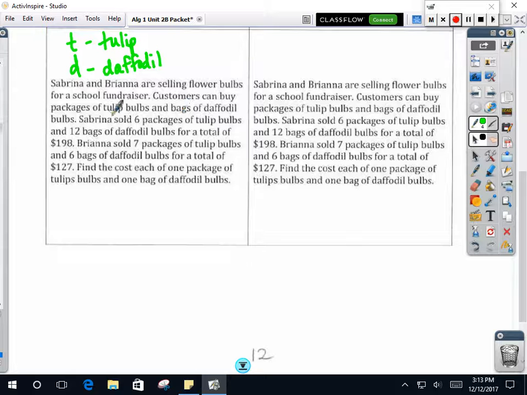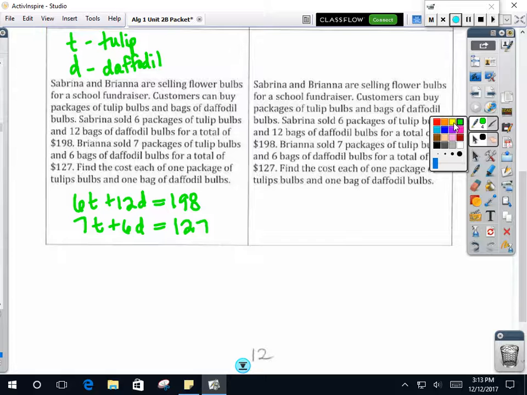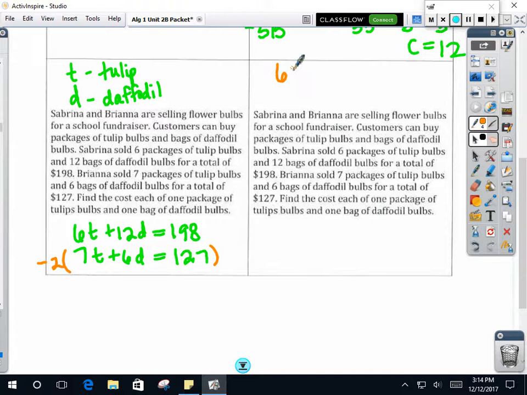So, Sabrina sold 6 packages of tulips, 12 bags of daffodils for a total of $198. So what does her equation look like? 6T plus 12D equals 198. Brianna sold 7 packages of tulip bulbs and 6 bags of daffodil bulbs for $127. What does that look like? Do we have a variable that's ready to eliminate? So what do we need to do? Right, multiply by -2. So the top equation remains the same. It's not affected.